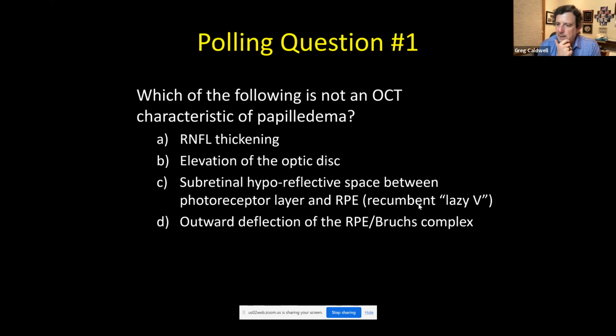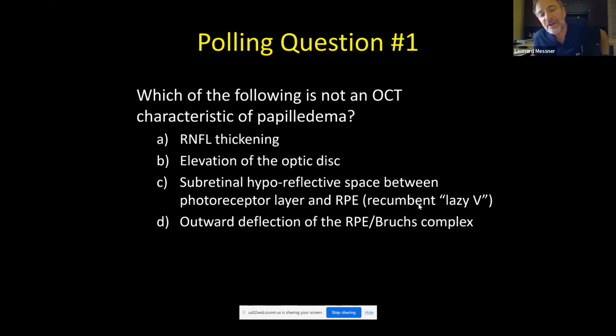Okay. I have a question that came to me through direct message. Does the OCT add anything to what is already obvious from the fundus photo?